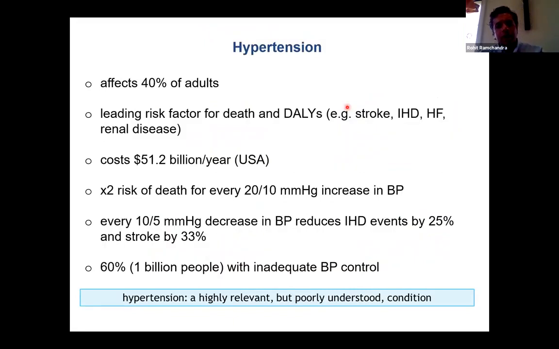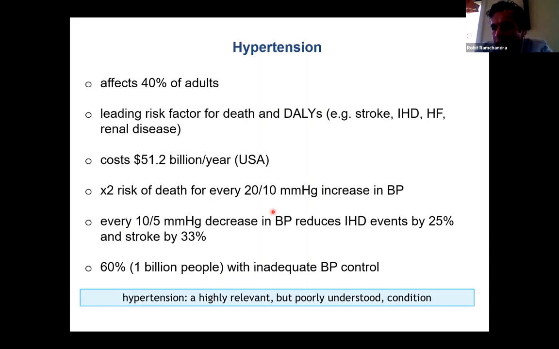In addition to heart failure, one of the important arms, if you like, of my laboratory is looking at hypertension, because it's a huge problem affecting about 40% of adults. It's a leading risk factor for death and disability-associated years lost. It is a huge cost. For every millimeter of mercury increase in blood pressure, the risk of death goes up. And for every decrease in blood pressure you're able to achieve, you decrease your risk of ischemic heart events as well as stroke by a substantial amount.